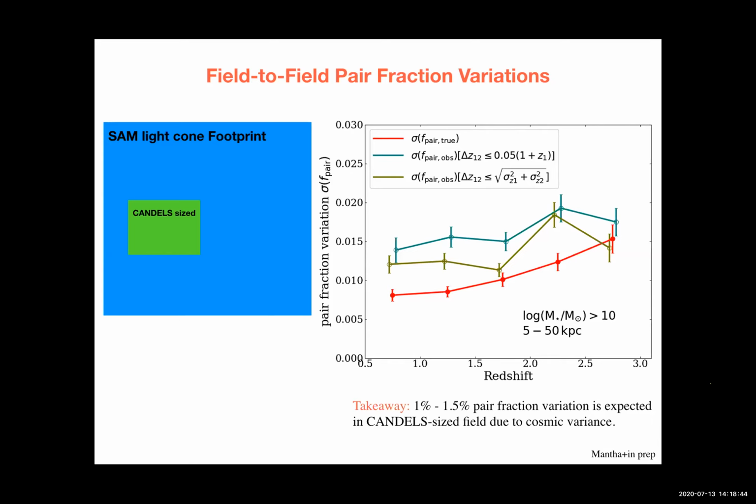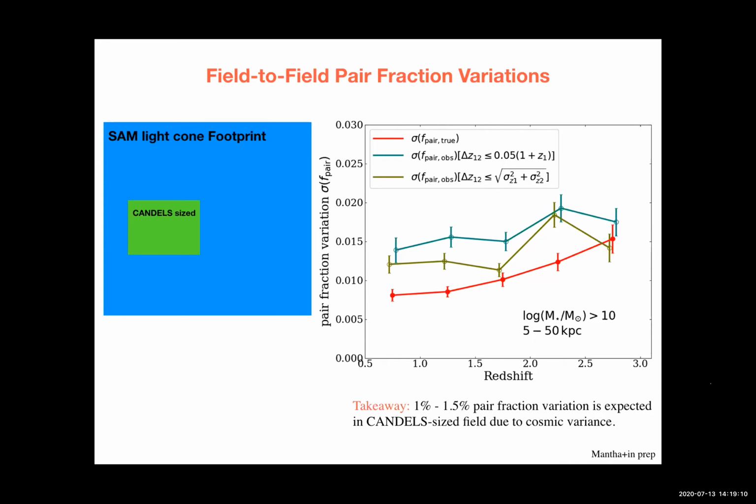On the y-axis of this plot, I'm showing the pair fraction variation, the sigma standard deviation of the variations in the pair fraction distribution as a function of redshift. The red line is when you don't incorporate any observational effects, and the remaining two lines are when you incorporate observational effects into the picture. So you can see that observational effects are actually impacting the field-to-field variations. That's one thing that I noticed.